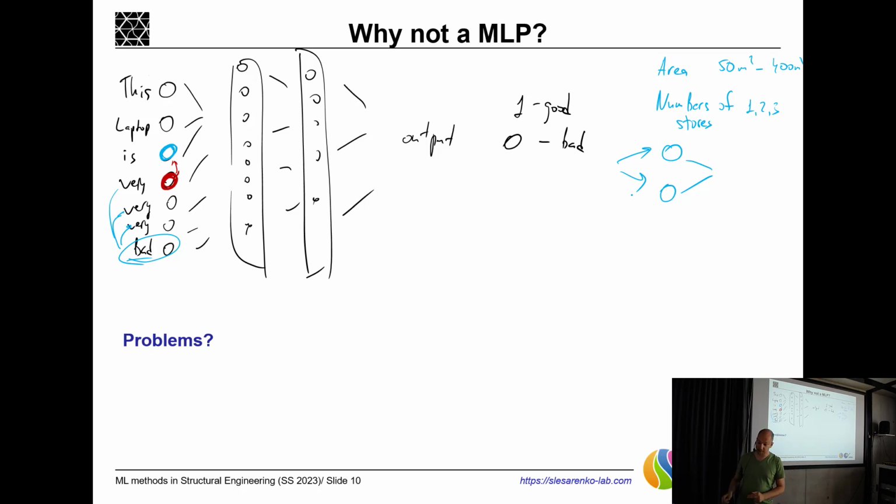But another thing that you haven't noticed is that the text can have a different length. What we did before was work with only the same number of inputs all the time. But the text, the sentence, or the review can have a very different length.